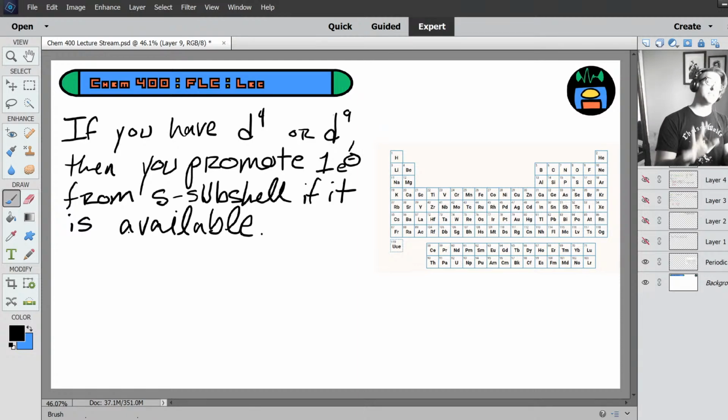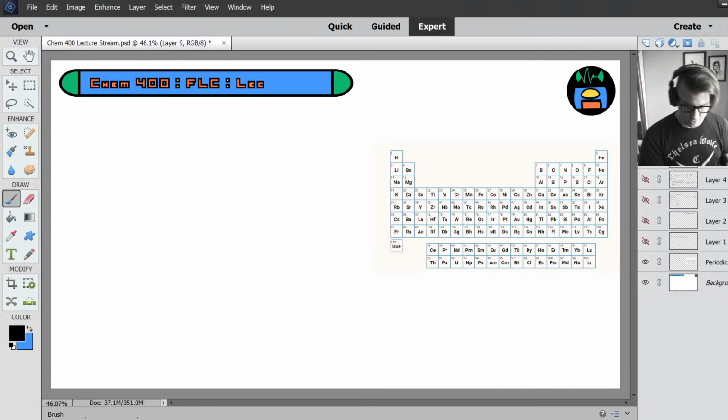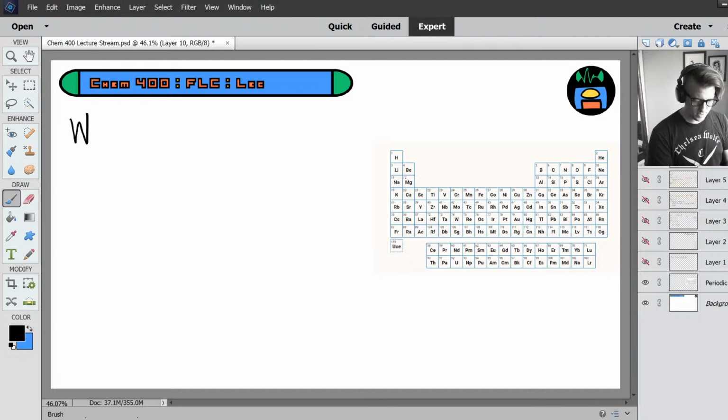So I'm going to do 2 examples now, one where we will promote and one where we won't because there's no electron available. So let's do this one. Let's do tungsten.